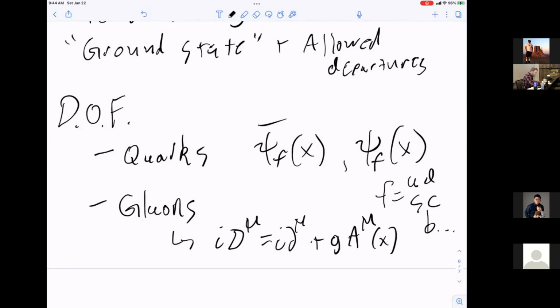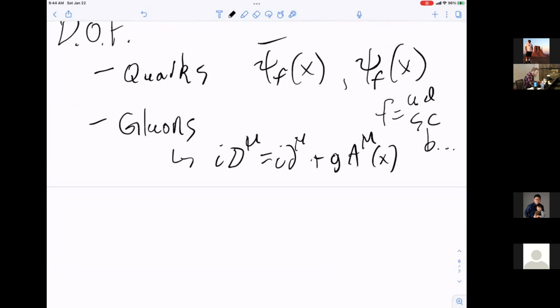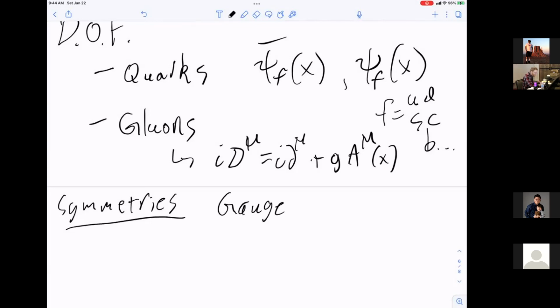Now, what are the major symmetries that I want? Well, the one that's most important for our construction of SCET is just going to be gauge symmetry. And of course, there's going to be smart alecks out there that tell me that gauge symmetries aren't really symmetries, that they're redundancies, but whatever.